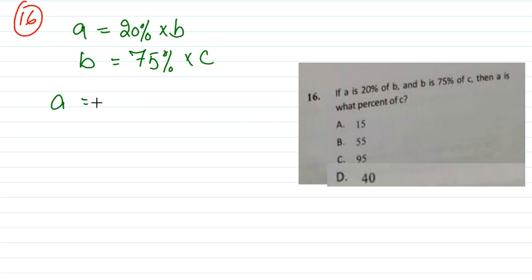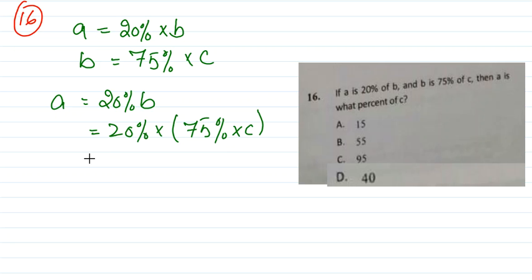A is equal to 20% of B, okay, and B is 75% of C. So 20% into 75% of C. Okay? So A is equal to 20 into 75 whole divided by 100 into 100, right?